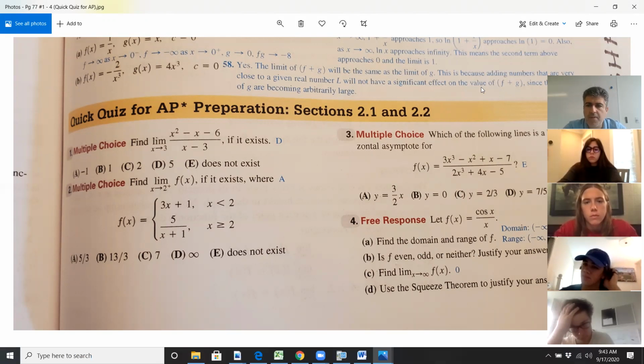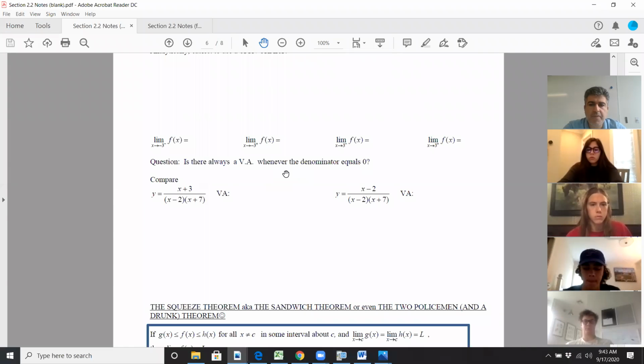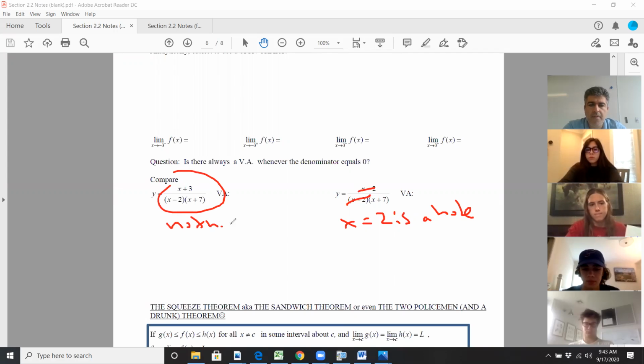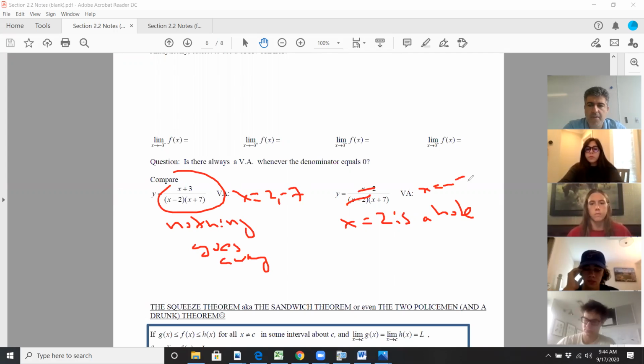Question: how do we know it's a hole? Yeah, we know it's a hole. We'll go back to 30 and 33. If you look at the notes, the notes are the best part to help you with that. Nothing goes away, so your vertical asymptotes are x equals 2 and -7 here. Here it's just going to be x equals -7. That's how you can tell.